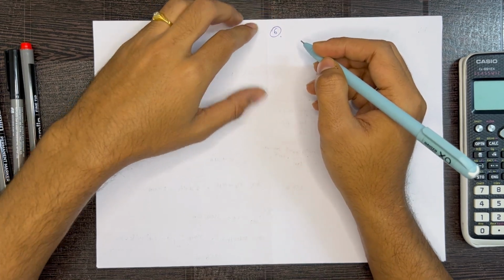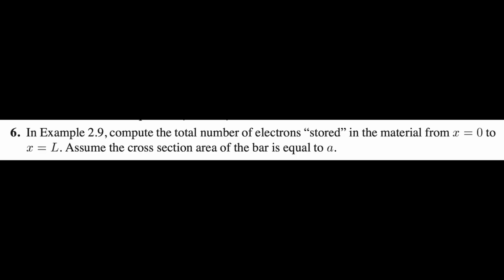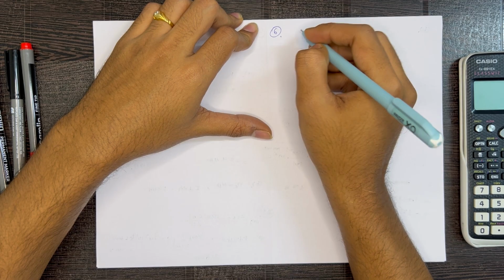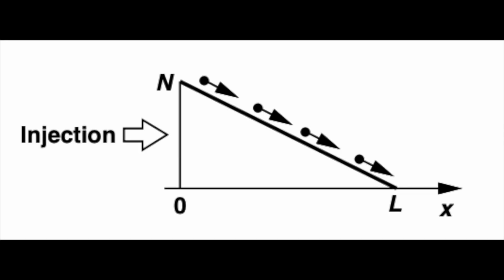They say that in example 2.9, compute the total number of electrons stored in the material from x equals 0 to x equals L. Assume the cross-section area of the bar is equal to A. So basically, first we need to see what is there in example 2.9.